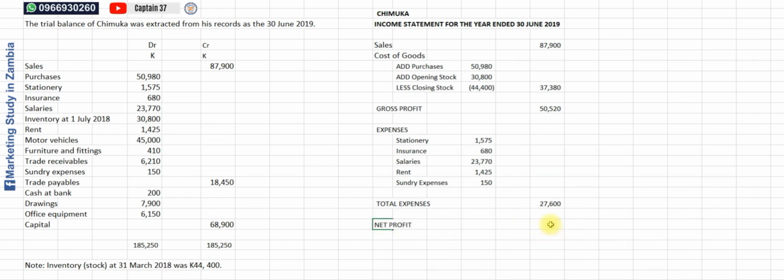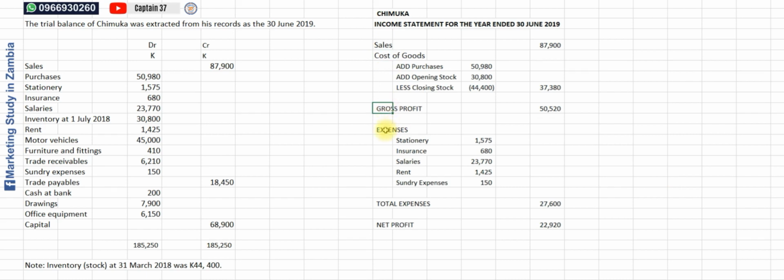So the net profit is, you get the gross profit, and from the gross profit you subtract the total expenses. That gives you your net profit. And just like this, we are done with the income statement. You take note of the sales and cost of goods. When you subtract the cost of goods from the sales, you get your gross profit.